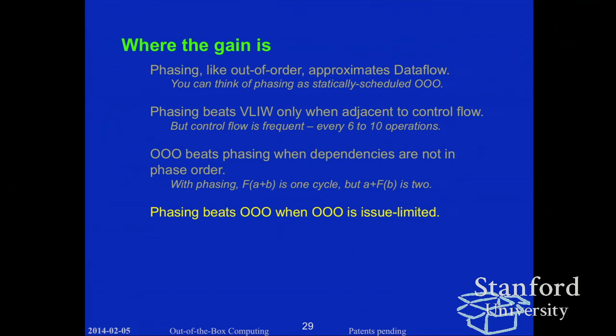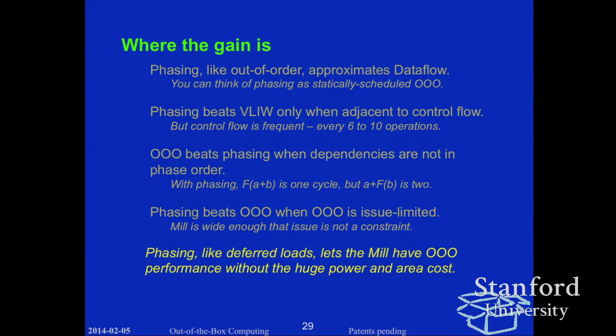The Mill does not have these constraints. It is extremely power stingy, and it puts its area into functional units which are tiny. So the Mill does not have constraints that make it issue limited, or at least family members don't.